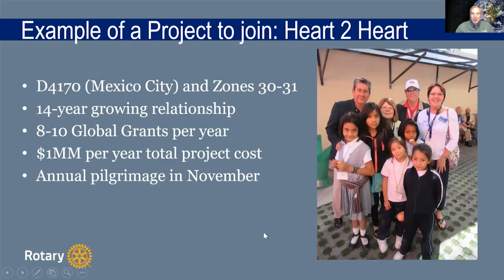Okay, so we talked about Heart to Heart, and District 4170 is our partner there. This relationship's been going on like 14 years, and we do 8 to 10 grants, about $1 million a year in total projects. We have this annual pilgrimage in November, and I know it was canceled last year, and I think it was canceled again this year. Ron, you can confirm that. But anyway, I've been several times, and it's a great trip if you ever get a chance to go.